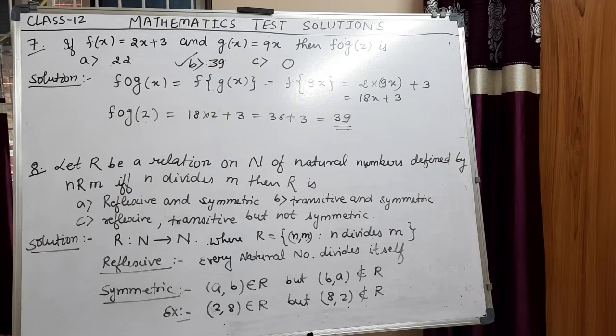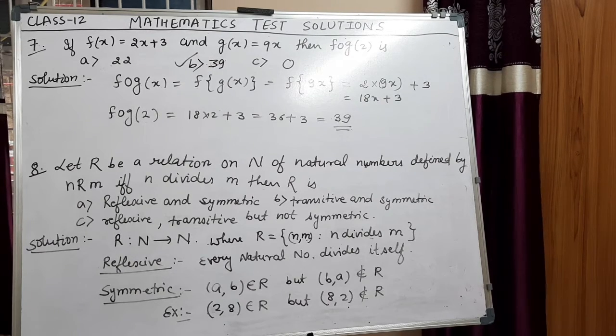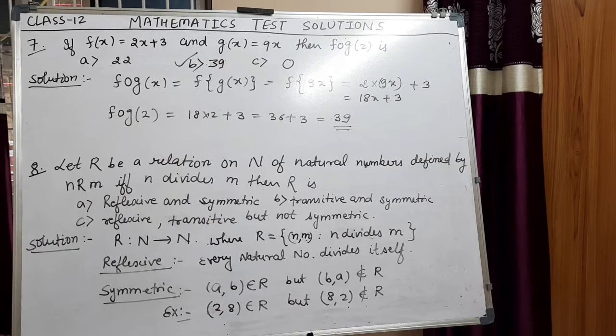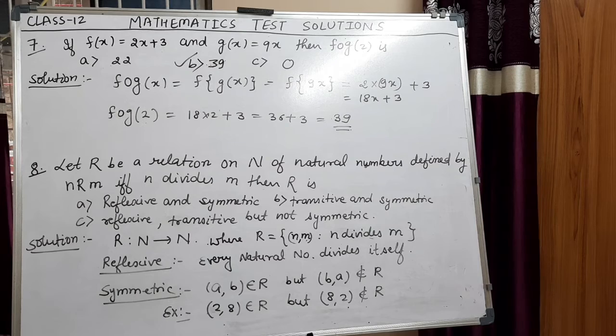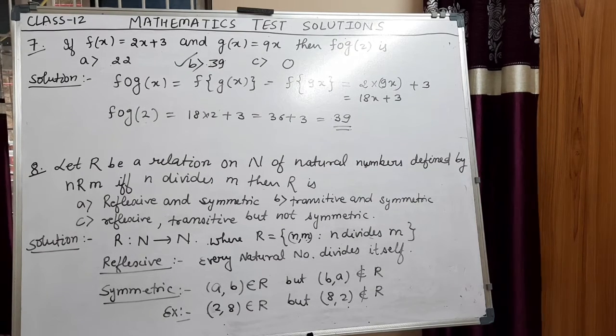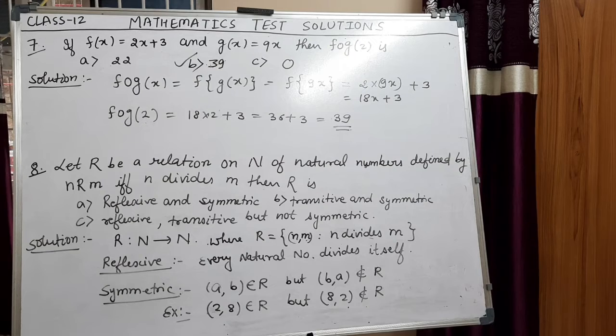Now question number 8. In question number 8, let R be a relation on N, the natural numbers, defined by n is related to m. The condition is n divides m. Then R is: first, reflexive and symmetric; second, transitive and symmetric; third, reflexive, transitive but not symmetric. So we have to use this condition for this relation.